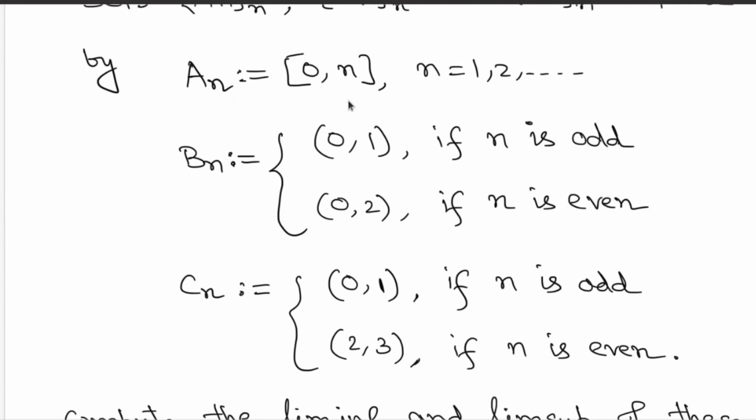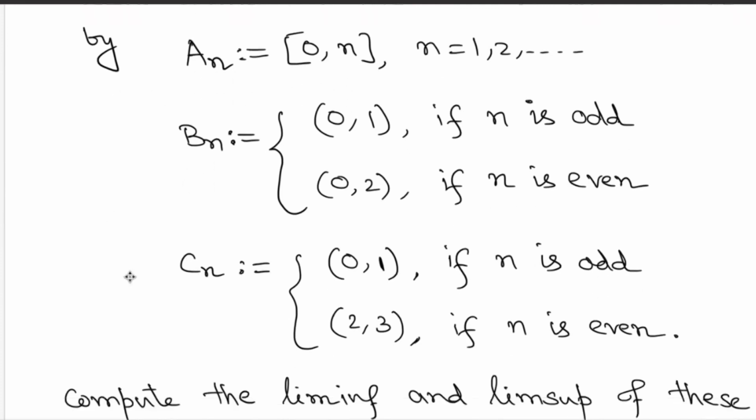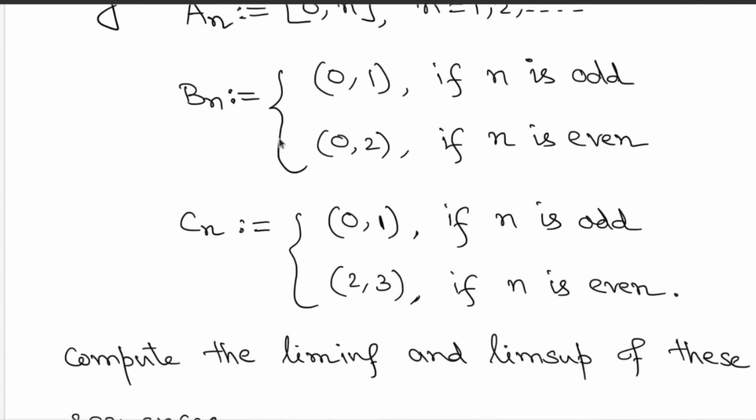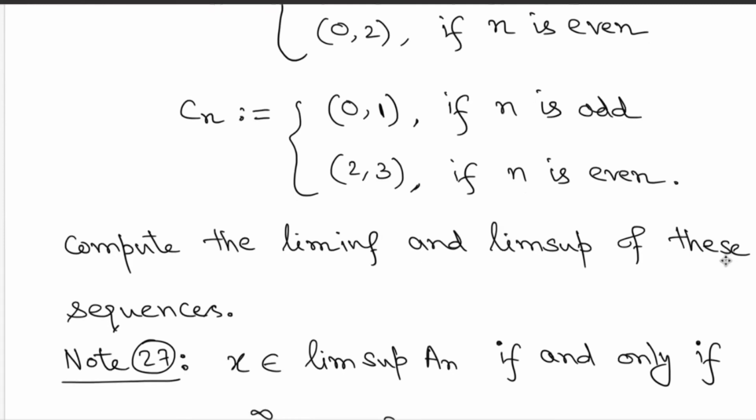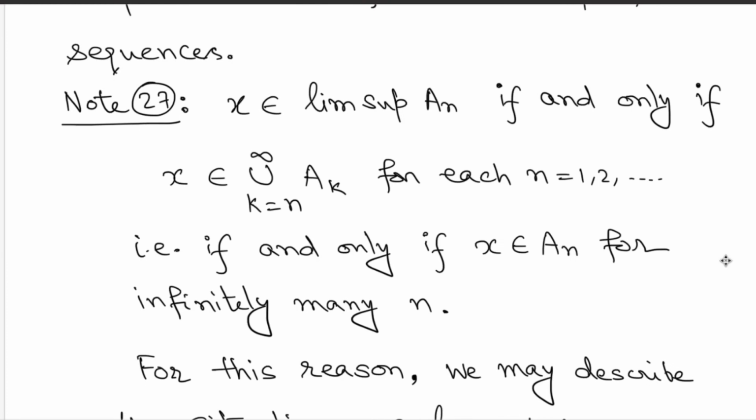So that is for the A_n and B_n, and similarly for the C_n. In B_n, I have taken sets (0, 1) and (0, 2). These two sets have certain intersections. In C_n, they have no intersections, but they have this oscillating type of feature. So try to work this out. I have left them as exercises, and this will help you understand what exactly happens in terms of limit superior and limit inferior.